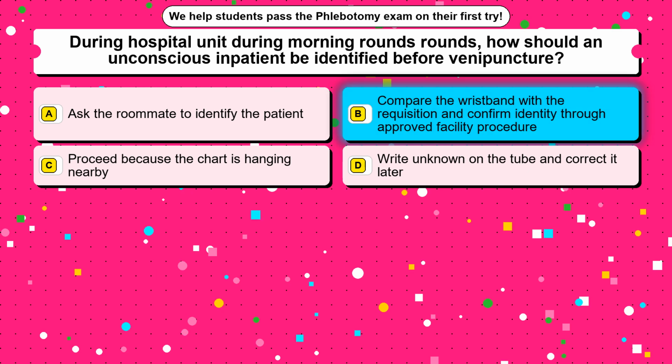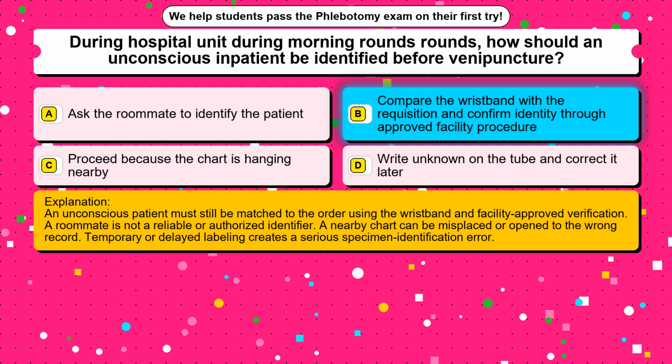The correct answer is option B. Compare the wristband with the requisition and confirm identity through approved facility procedure. An unconscious patient must still be matched to the order using the wristband and facility-approved verification. A roommate is not a reliable or authorized identifier. A nearby chart can be misplaced or opened to the wrong record. Temporary or delayed labeling creates a serious specimen identification error.